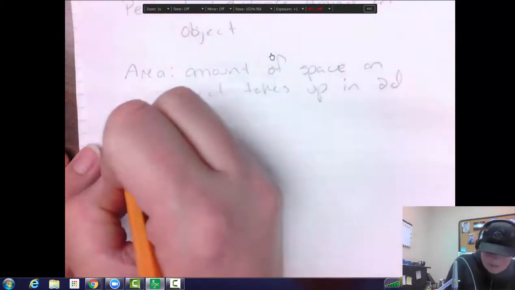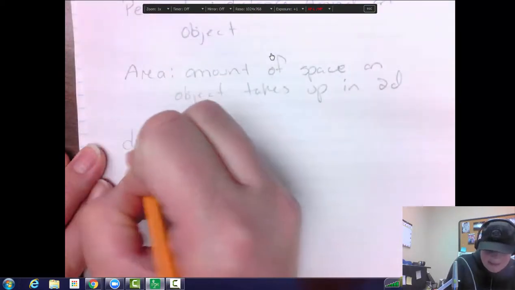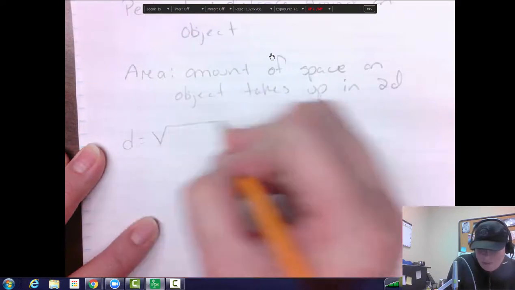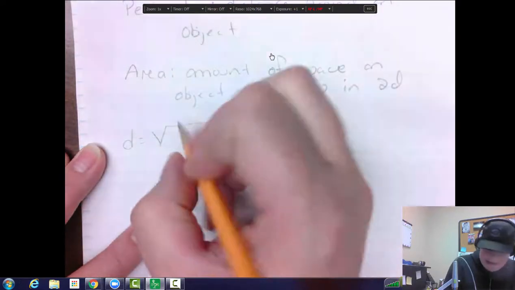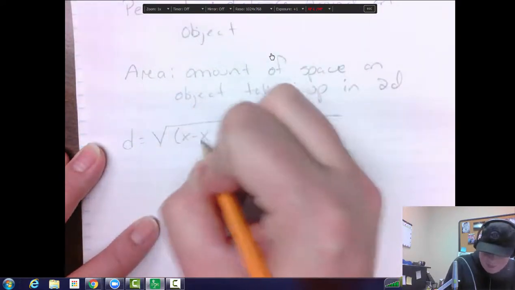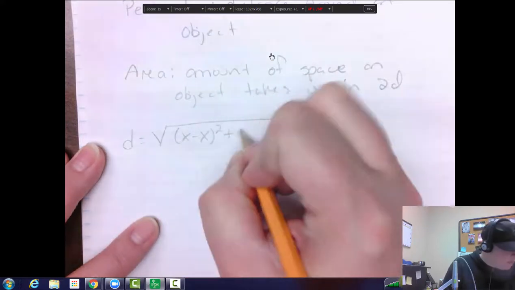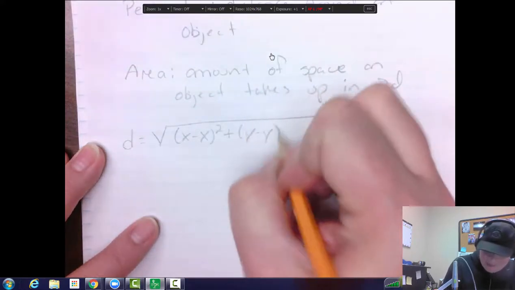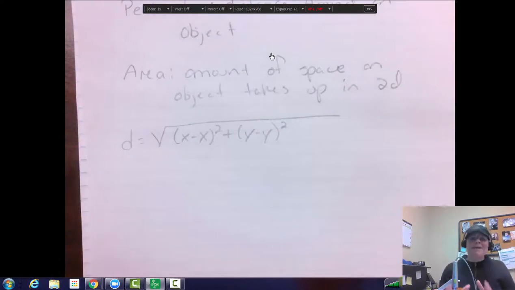One thing you do need to know is the distance formula again. That's the distance between 2 points, which is the square root of (x2 minus x1) squared plus (y2 minus y1) squared. We have to have that because it gives us points and asks, all right, what's the area or the perimeter around this?